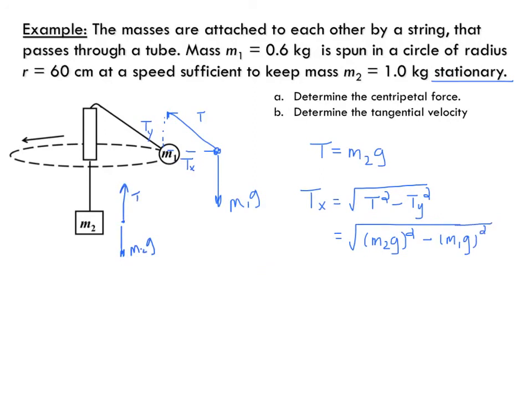Again, it is not accelerating in this direction. It was only accelerating towards the center. So Ty was equal to m1g, and T was equal to m2g. So my centripetal force, when you put in all of your values, here I'm going to go ahead and use 9.8, I get a centripetal force of 7.84 newtons.